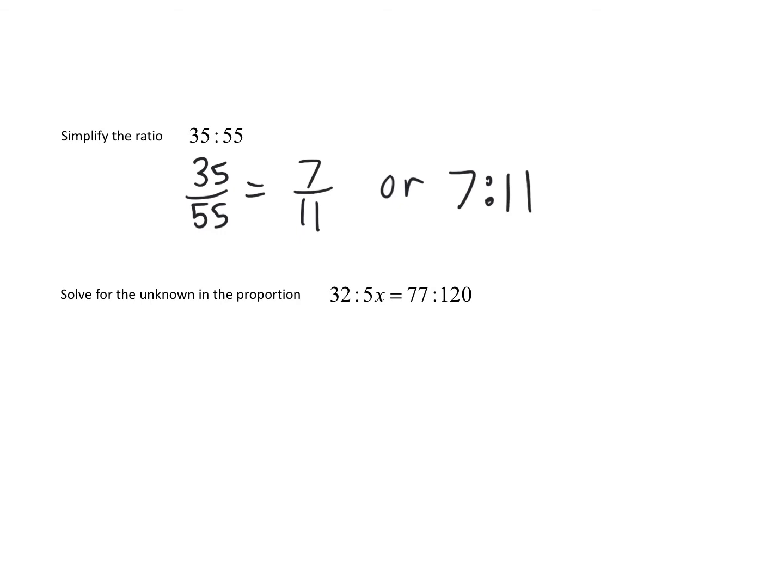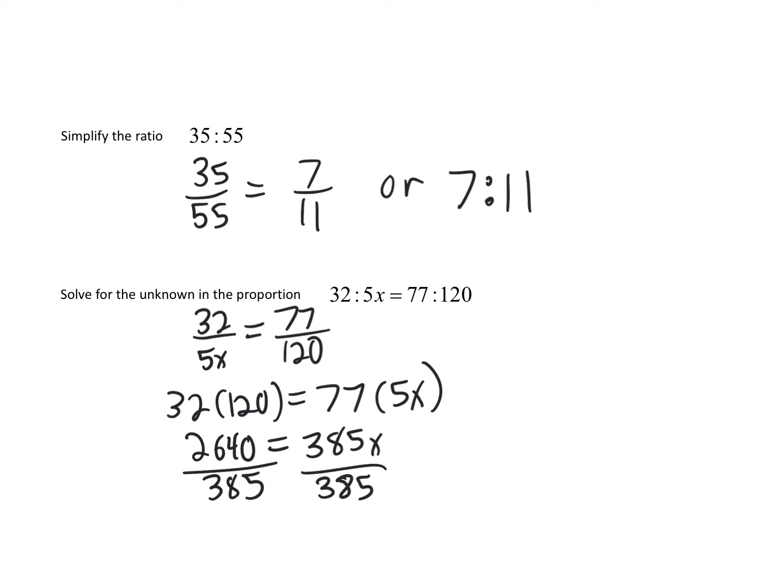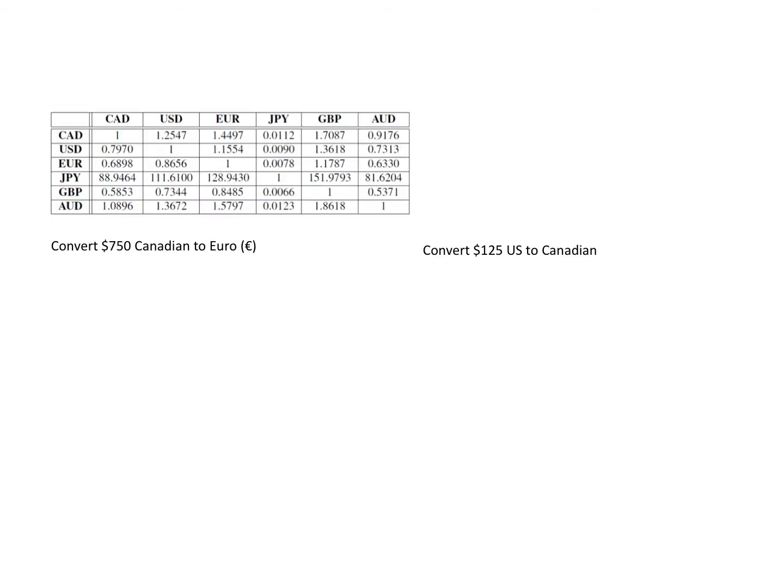When we're going to solve proportions, it's often easier to write them in the fractional form. We can bring the 120 up and the 5x up, multiply out, divide by 385, and we get x to be approximately 6.86.